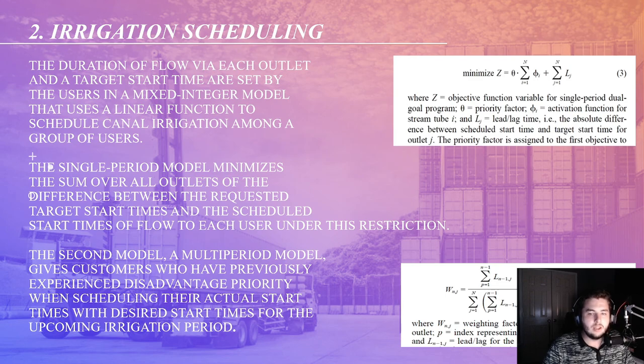And the second model, a multi-period model, gives priority to customers who have previously experienced disadvantages when scheduling their actual start time compared with their desired start time for the upcoming period, which is the bottom model.